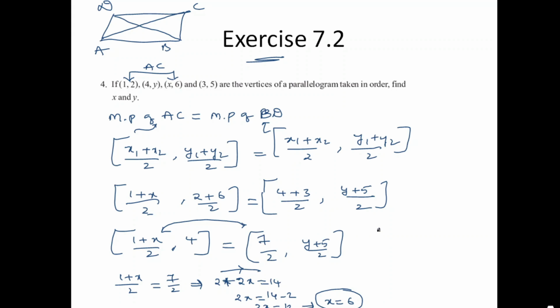Similarly, I'm equating y terms. 4 equals y plus 5 by 2. I'm shifting this one here. 8 is equal to y plus 5, and shifting this to the other side, 8 minus 5 equals y. So y equals 3. So these are your required answers for this. So let's look at the next one.